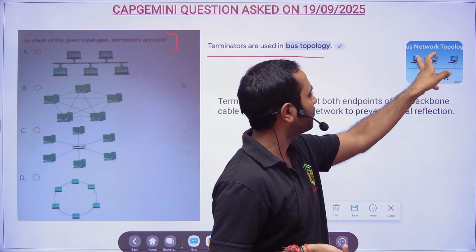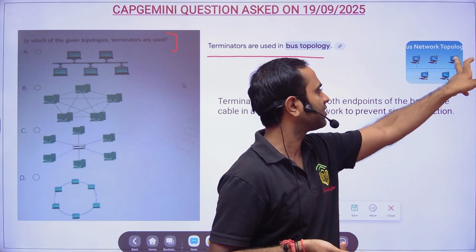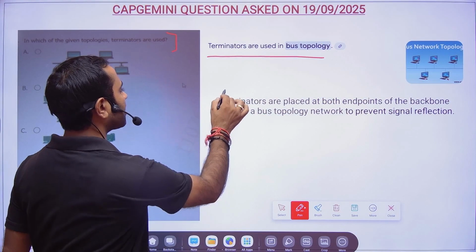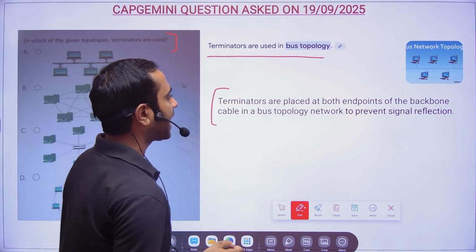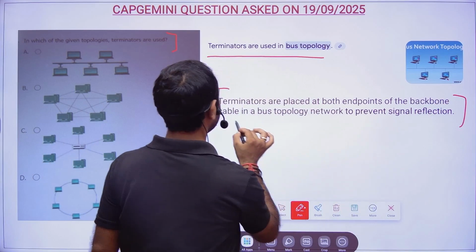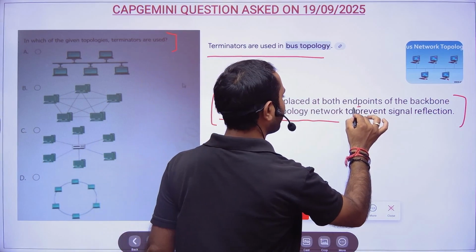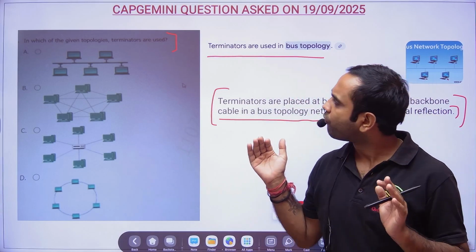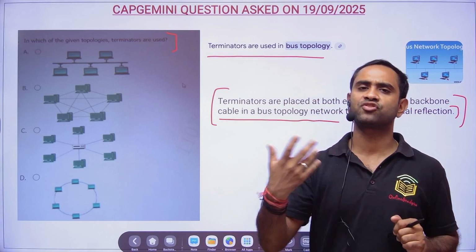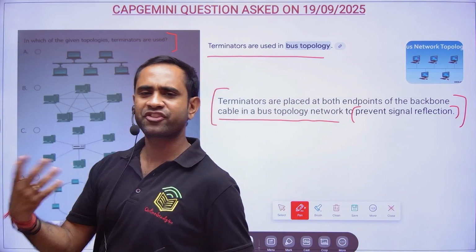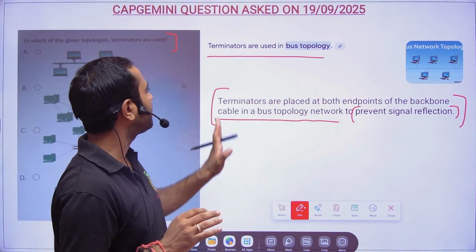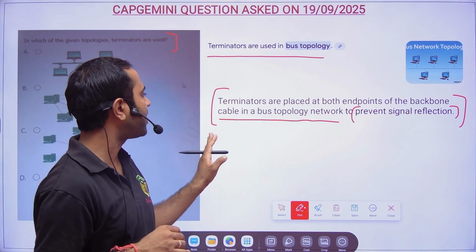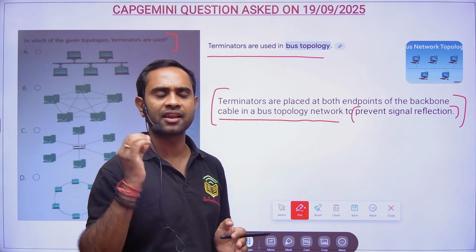In a bus, you have one seat here, one seat here, one seat here, or you can say one window, one window, one window, however, so bus. Terminators are placed at both end points of the backbone cable in a bus topology network to prevent signal reflection. They might also ask you why terminators are put in bus topology. Maybe somebody can get it in the next Capgemini examination. So why are terminators used in the bus topology at both end points? Your answer will be to prevent signal reflection.